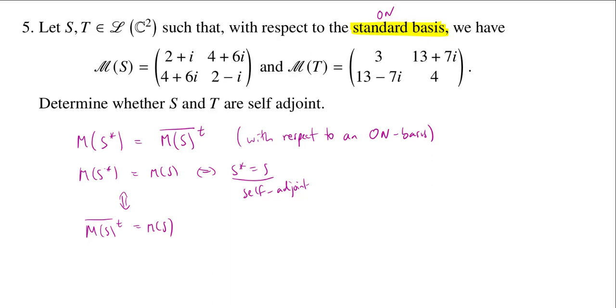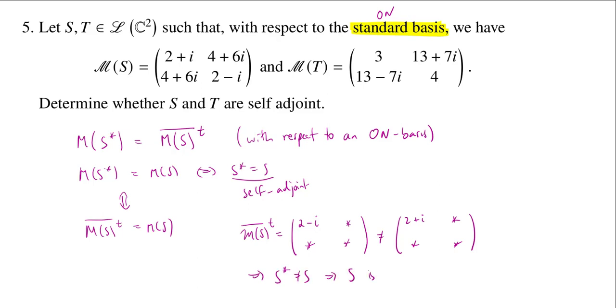So we can really quickly do this for M of S. The very first thing that's going to happen is I take the complex conjugate of 2 plus i, and I get 2 minus i. I could do the transpose later on, but things on the diagonal don't change when I do the transpose, so it doesn't matter what all the other stuff is. This is definitely not equal to 2 plus i. And therefore, S star does not equal S, and so S is not self-adjoint.